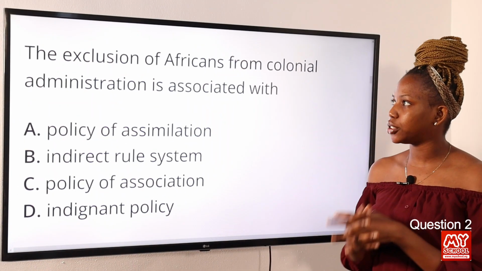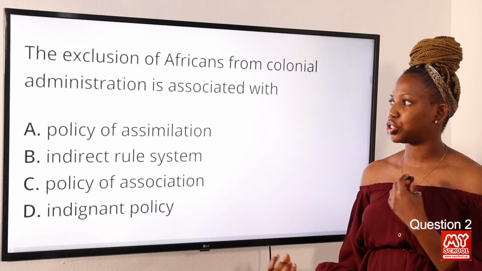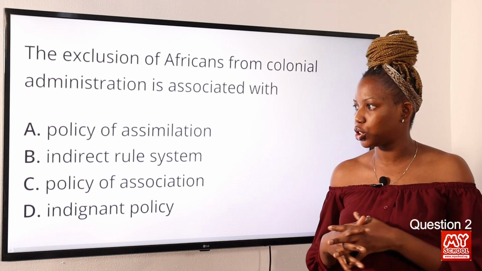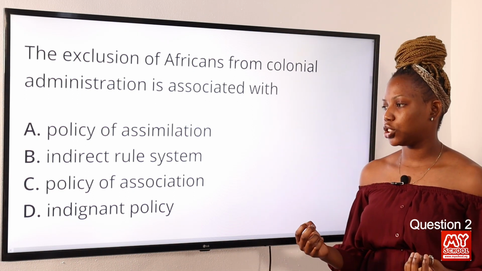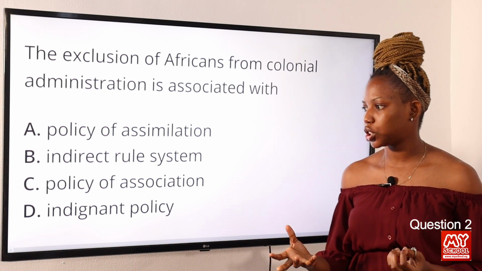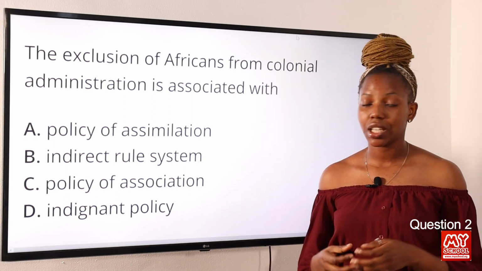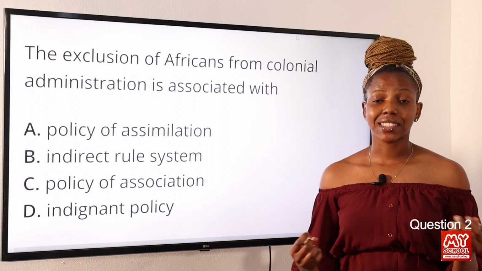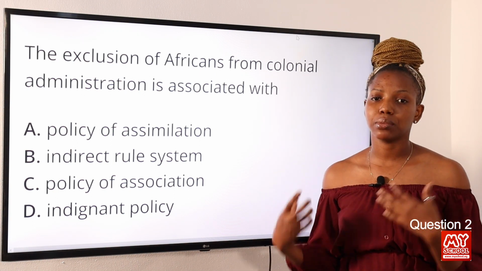Question 2. The exclusion of Africans from colonial administration is associated with option A, policy of assimilation, option B, indirect rule system, option C, policy of association, option D, indigenous policy. The answer to this question is policy of assimilation.